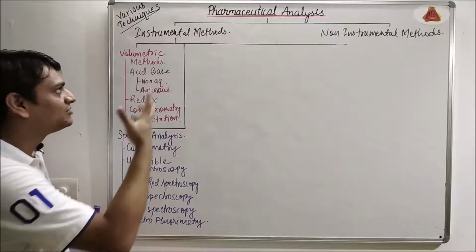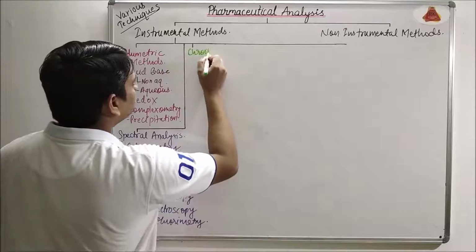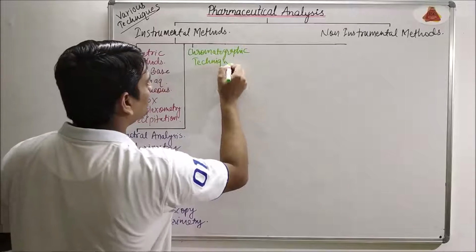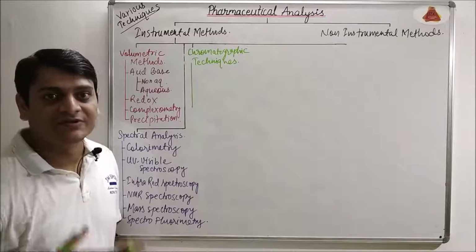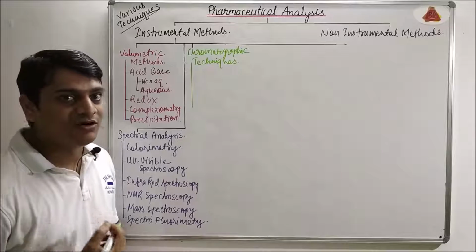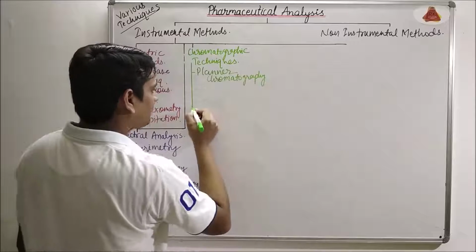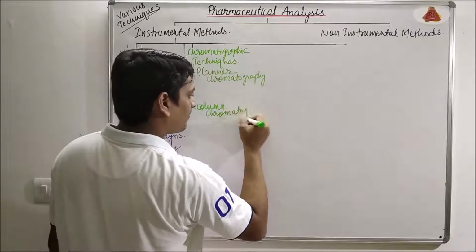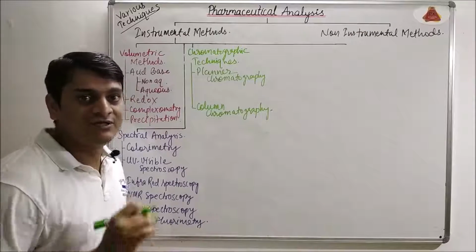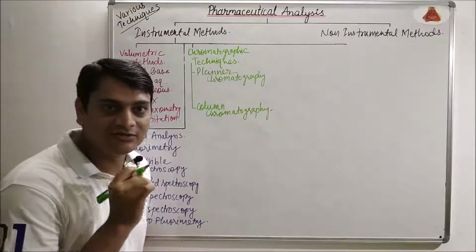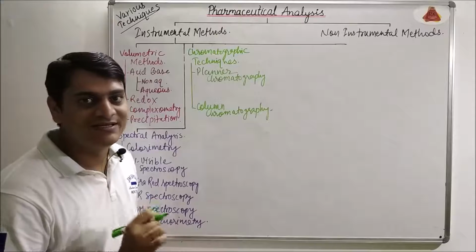Now coming to the next instrumental method, that is chromatographic methods. Chromatographic techniques are mainly categorized into two types. First one is planar chromatography and the second one is column chromatography. Again, this planar chromatography is categorized into three types. First one is paper chromatography, second one is thin layer chromatography, that is TLC, and the third one is HPTLC, that is high performance thin layer chromatography.